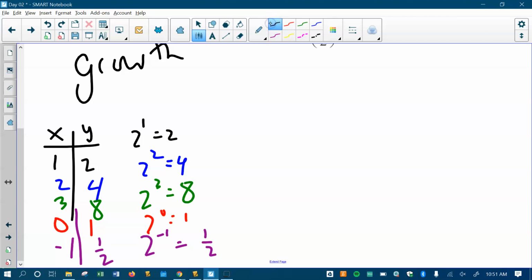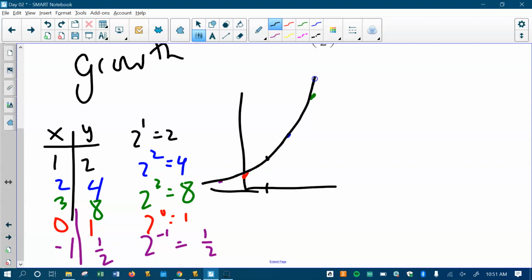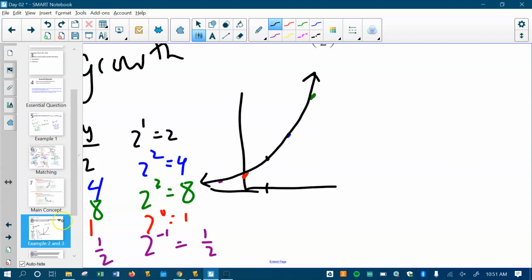So we could graph this. And we get (1, 2), (2, 4), (3, 8), and then we get (0, 1), and (negative 1, 1/2). And as long as you're just finding what that curve looks like, that's fine. You only need a couple values to plot it. And again, you're welcome to use your graphing calculator. I'm not asking you to plot these by hand. So let's go and do the next part.